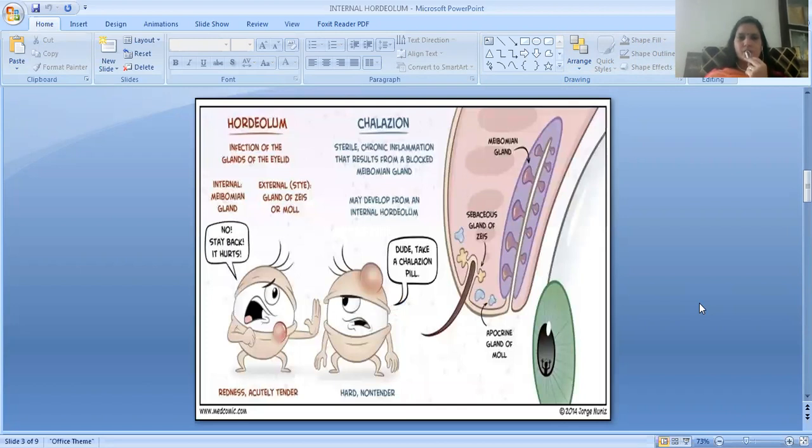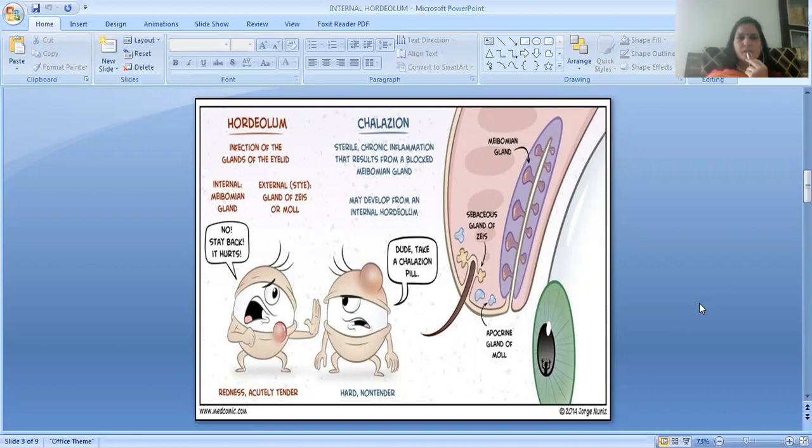Here you can see the images of hordeolum, and they have differentiated the hordeolum from chalazion. Hordeolum is the infection of the glands of the eyelid, whereas chalazion is a sterile chronic inflammation that results from a blocked meibomian gland.